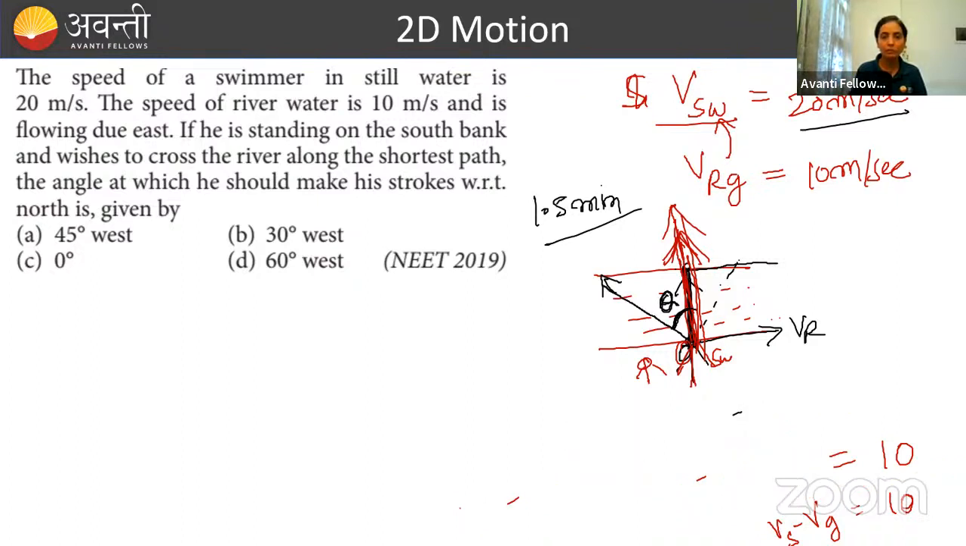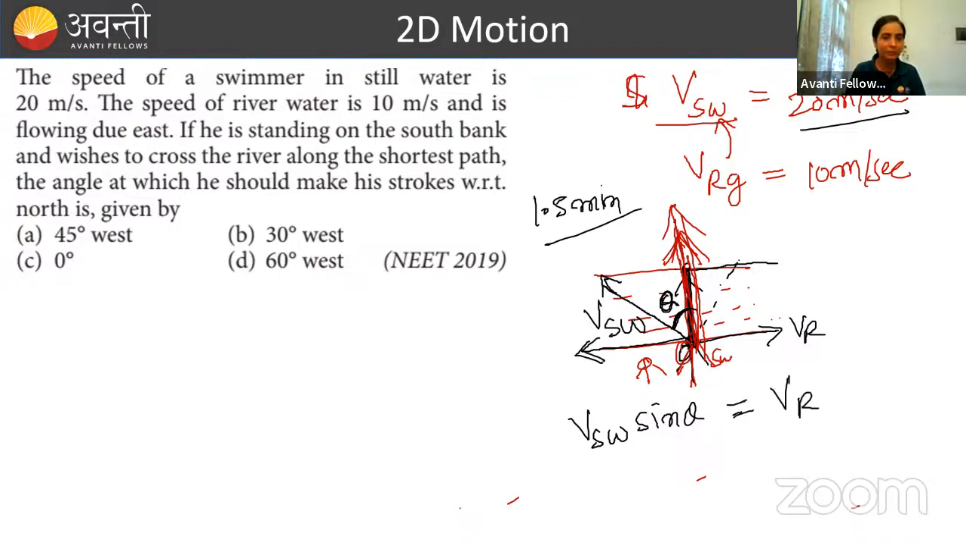Now this question we can solve very easily. Just see here what we have to do. So suppose it is making an angle theta here, and this is the velocity of swimmer with respect to water. So VSW sine theta. Swimmer has velocity in this direction. Done. And this should get cancelled by velocity of river. Done. Then only it will go on like this.